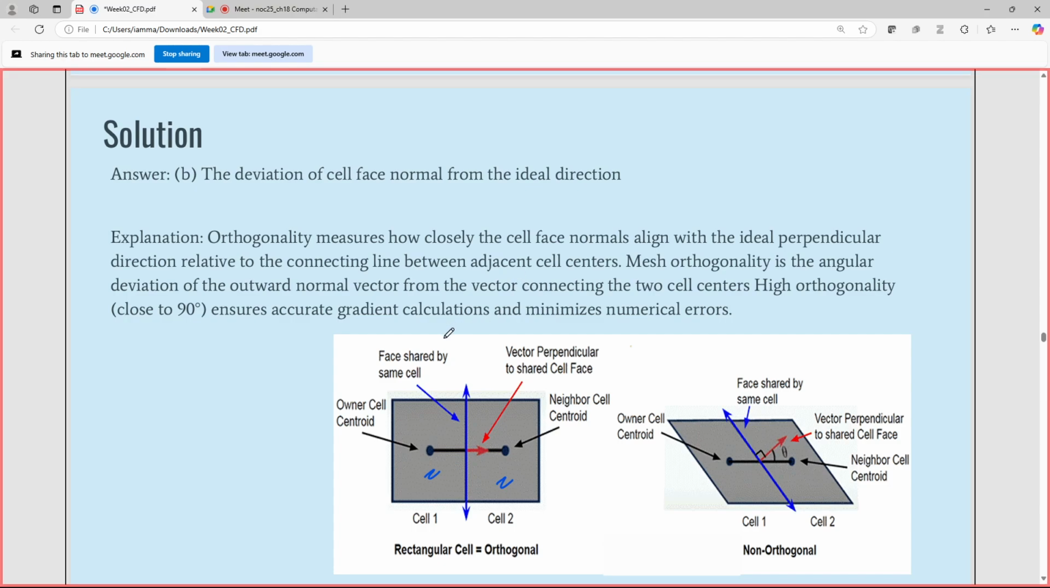So the angles made by the normals will again come into the picture while computing the flow properties.